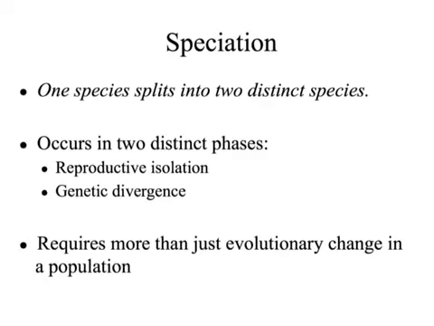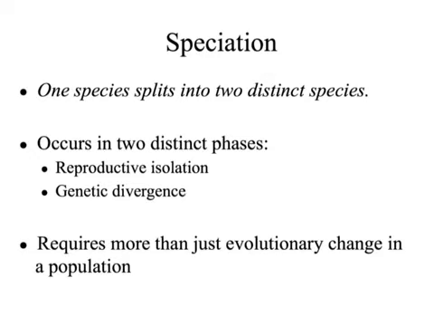In this lesson, we will be studying macroevolution and speciation, or the formation of new species. Speciation is when one species splits into two distinct species. This occurs in two distinct phases. First, there must be reproductive isolation. Second, there's genetic divergence, which is the accumulation of many genetic differences in the two populations that have been separated out.